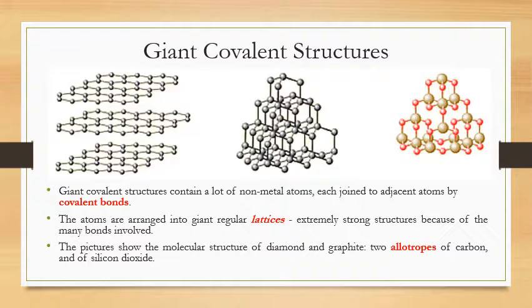The pictures show the molecular structure of diamond, graphite, and also silicon dioxide, which are giant covalent structures. Diamond and graphite are two allotropes of carbon. That means that they are both carbon, but in different structural forms. This one here is graphite, and this one is diamond.